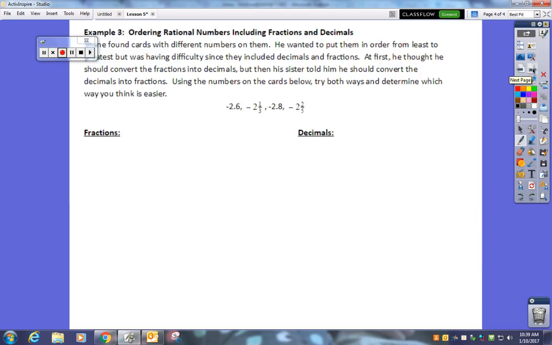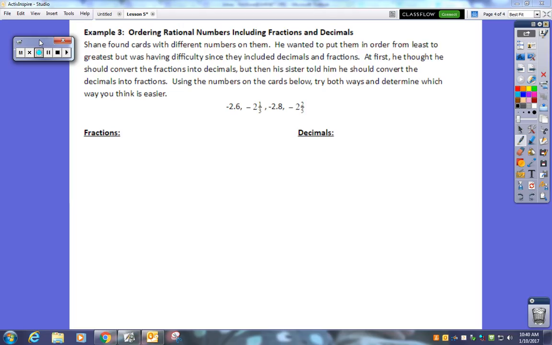Okay, the next example is a little trickier. In this example, it says Shane found cards with different numbers on them. He wanted to put them in order from least to greatest, but was having difficulty since they included decimals and fractions. At first, he thought he should convert the fractions into decimals, but then his sister told him he should convert the decimals into fractions. Using the numbers on the cards below, try both ways and determine which way you think is easier.